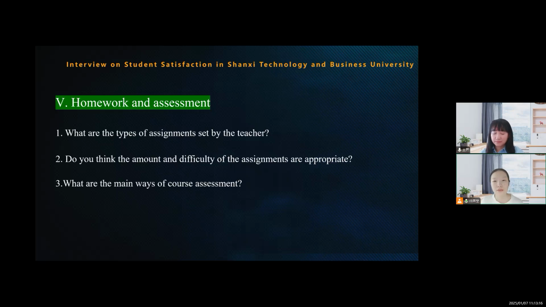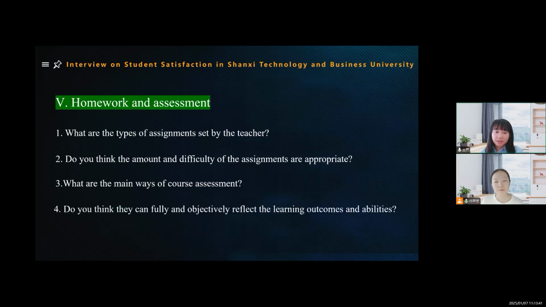Regular assignments reflect our efforts in daily study and our understanding of knowledge. Classroom performance includes the enthusiasm of participating in classroom interactions and the quality of answering questions, which can also reflect our learning attitude and thinking ability towards the course.